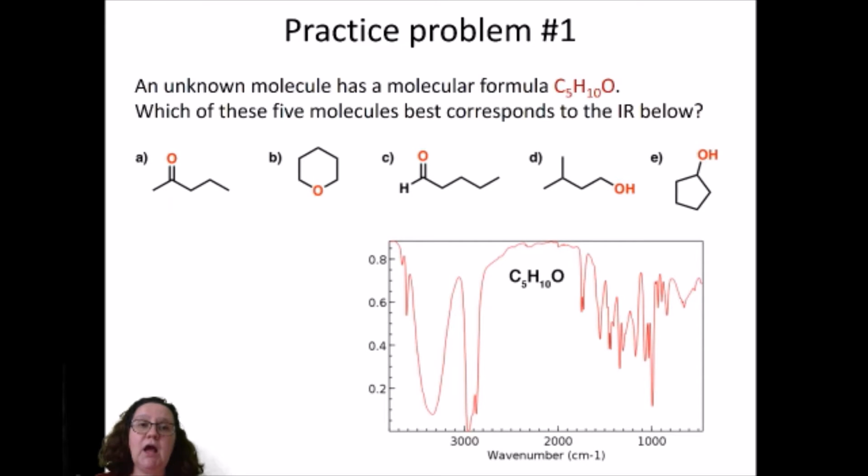You are given an unknown compound that has the formula C5H10O, and you are given 5 different options of what that compound might be. And here you've got the infrared spectrum. To which of these compounds, A, B, C, D, or E, does this spectrum correspond?